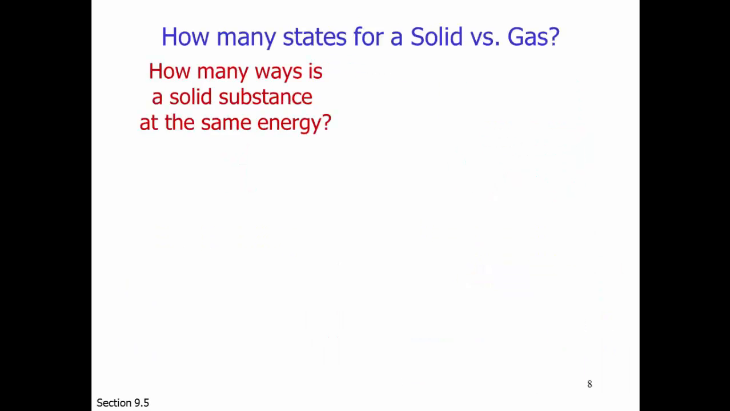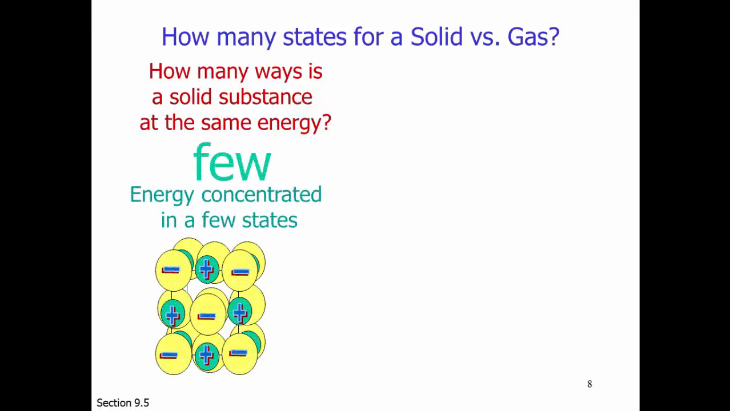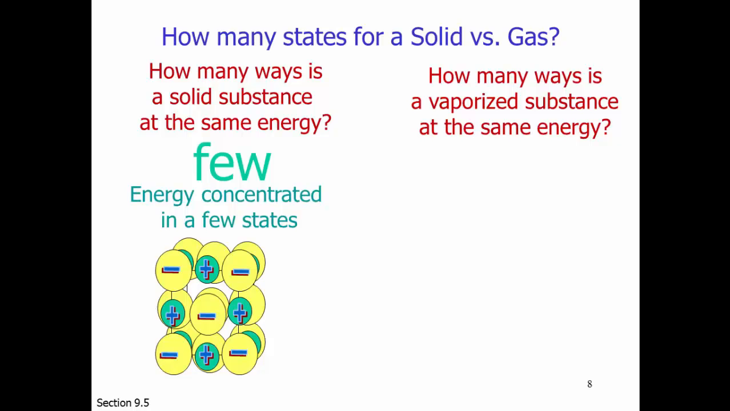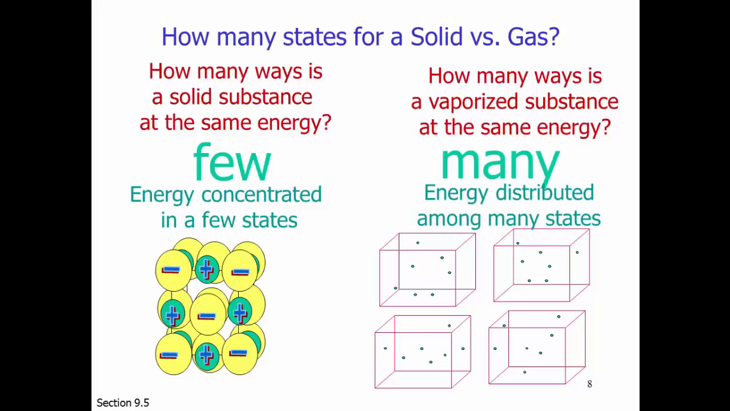Let's look at this in terms of chemicals. How many ways is a solid substance at the same energy? Solids pack in very specific unit cells, and at their lowest energy, there are only a few ways to pack things correctly. So there are very few states with which to distribute the energy. How many ways is a vaporized substance at the same energy? Many ways. Gas molecules at the same average energy can have different positions, different vectors, different velocities. So there are many ways to distribute a gas among different states at the same energy.